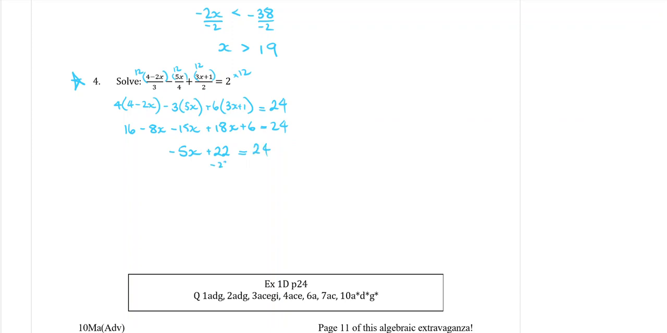Okay, now solving. Minus 5x equals 2. And then divide by minus 5. X equals minus 2 over 5.